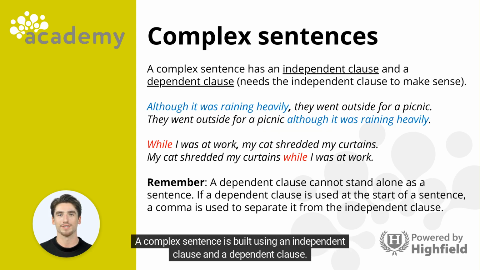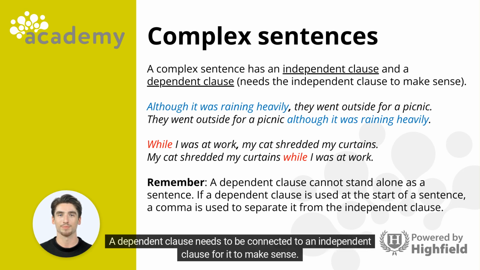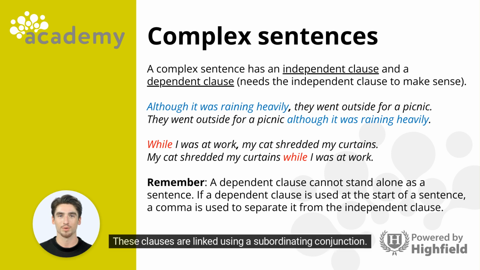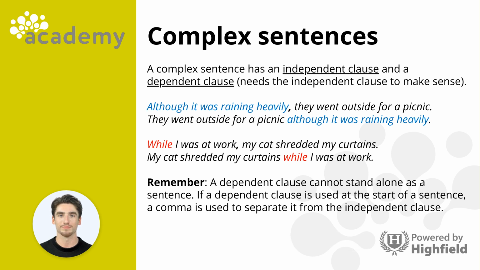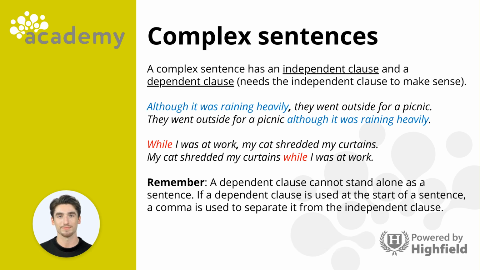A complex sentence is built using an independent clause and a dependent clause. A dependent clause needs to be connected to an independent clause for it to make sense. These clauses are linked using a subordinating conjunction. There are some examples of complex sentences on screen. Let's look at one of these.